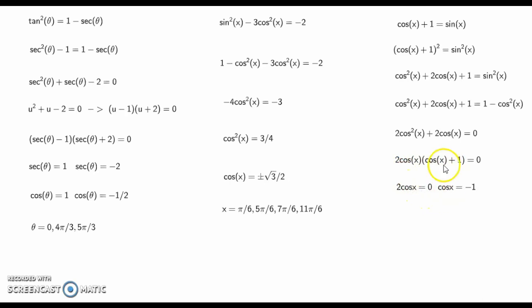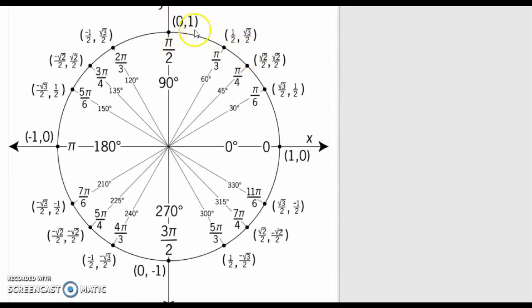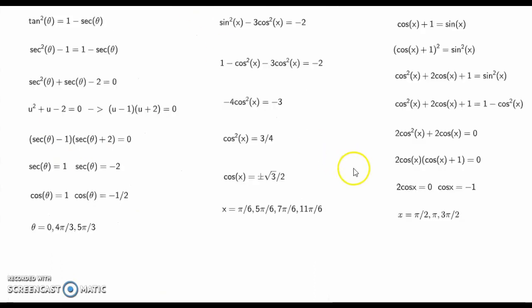So 2 cosine x equals 0 and cosine x plus 1 equals 0. So cosine x equals 0 and cosine x equals -1. So it would seem that our solutions are, if we look at our unit circle for cosine x equals 0 or -1, it's 0 at pi halves and 3 pi halves, and it's -1 at pi. So those are our solutions based on this equation.